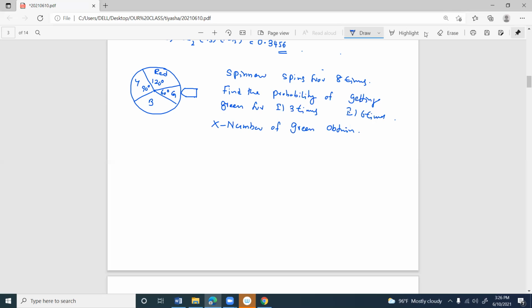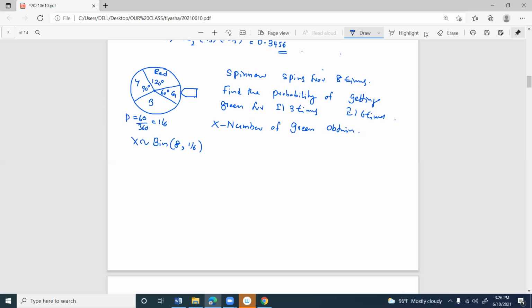So you can write X, the number of greens obtained, has a binomial distribution. Number of trials: how many times are you repeating it? 8 times. The probability of green is how much? The total angle is 360, and green is 60, so the probability becomes 60 divided by 360. That's 1 over 6.